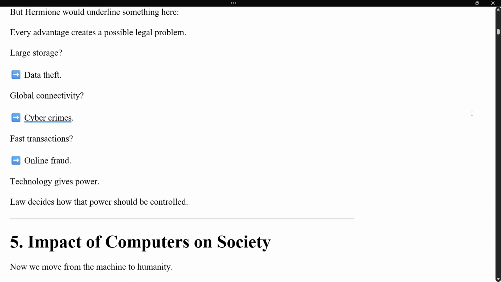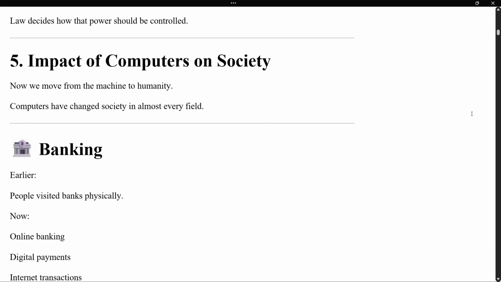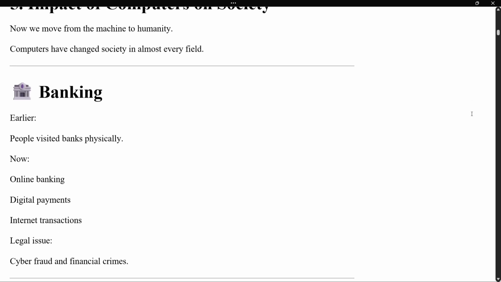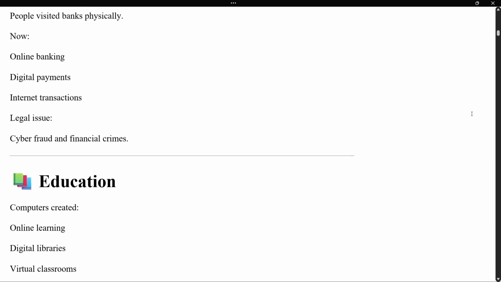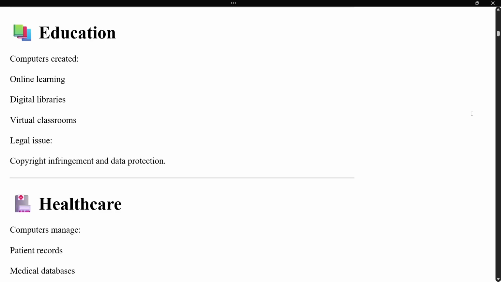5. Impact of computers on society. Now we move from the machine to humanity. Computers have changed society in almost every field. Banking: earlier, people visited banks physically. Now, online banking, digital payments, internet transactions. Legal issue: cyber fraud and financial crimes. Education: computers created online learning.